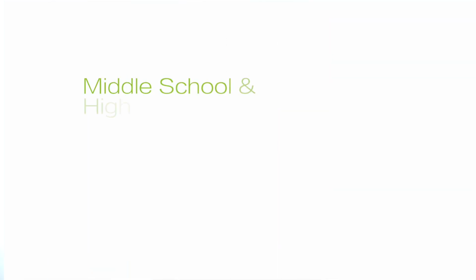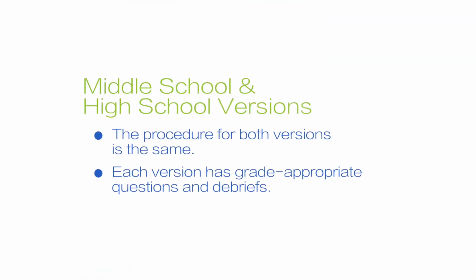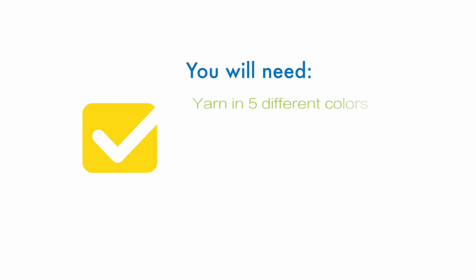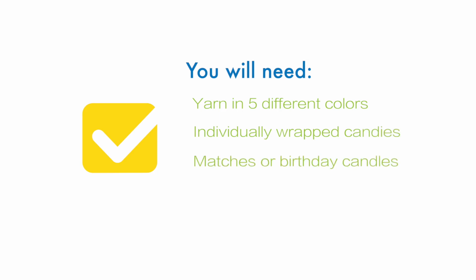There are 2 versions of this activity, one for middle school and one for high school. The procedure for both versions is the same, but the high school version has some additional higher level questioning. You'll need to gather some materials before getting started. Yarn in 5 different colors, individually wrapped candies, matches or birthday candles, and 10 sealable sandwich bags. This is a really robust lesson that can take 1 to 2 class periods to complete in full. So I'll be sharing just an overview.